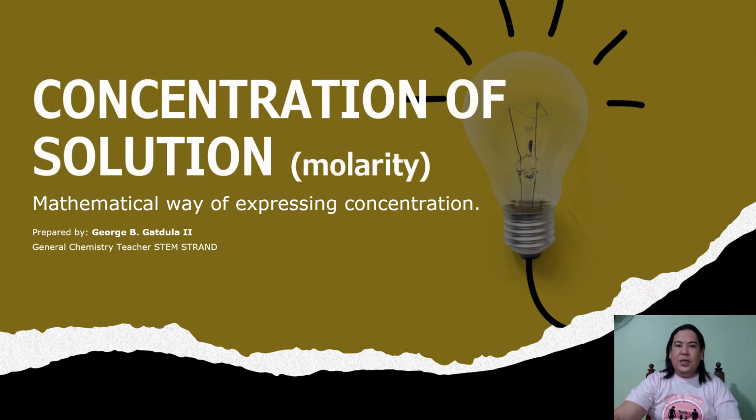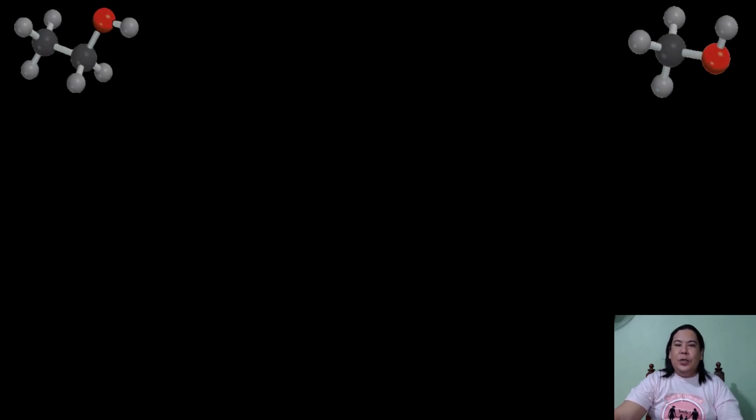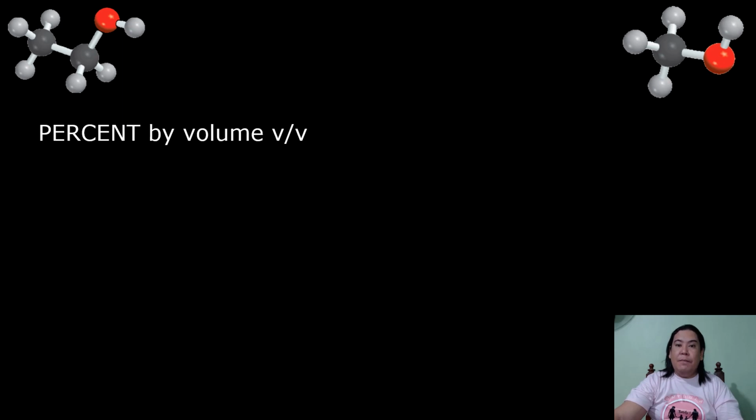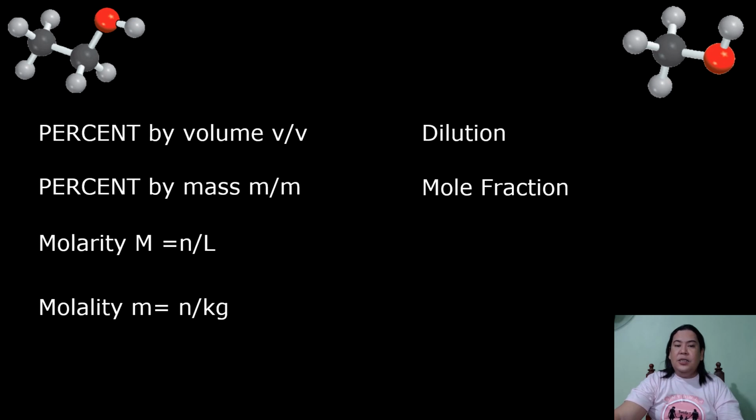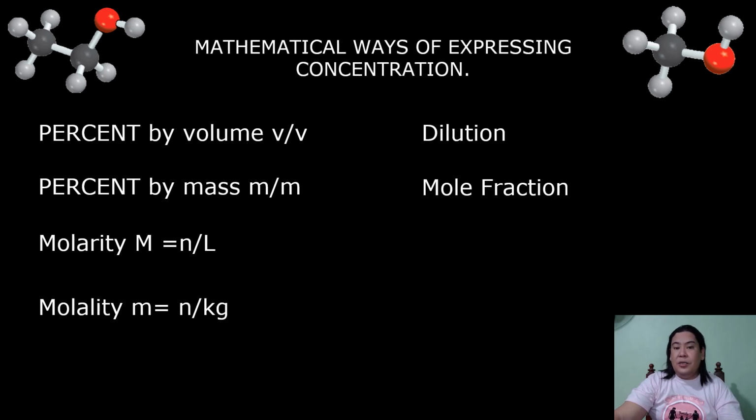For today, we'll be discussing all about the mathematical ways of expressing concentration. Okay, so I have here the different examples on how to solve mathematically the concentration of solution. Number one is percent by volume. Number two is percent by mass. And then number three is molarity, followed by molality, dilution, and the mole fraction. These are some of the ways of expressing concentration mathematically, but there are so many ways. Okay, so we will first concentrate on how to compute for the molar concentration.